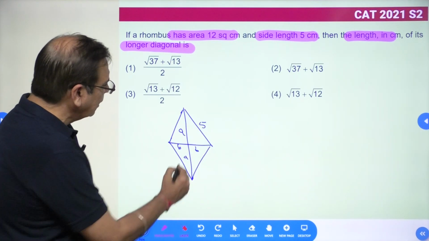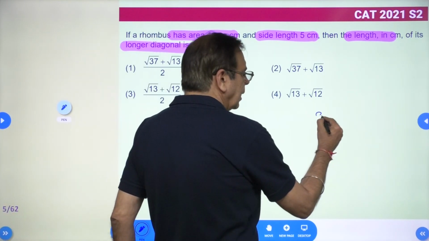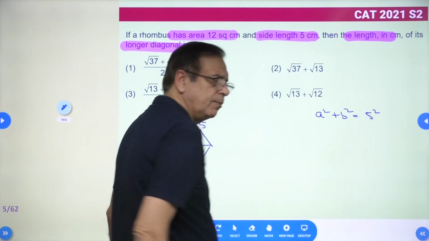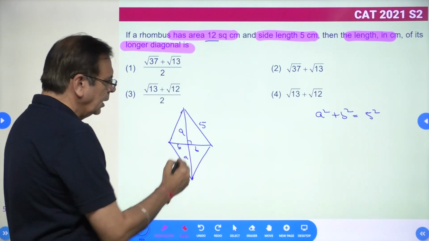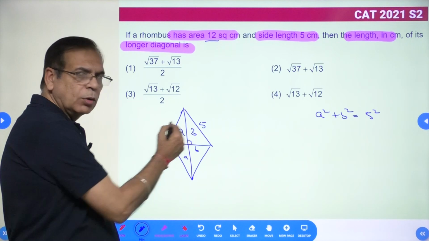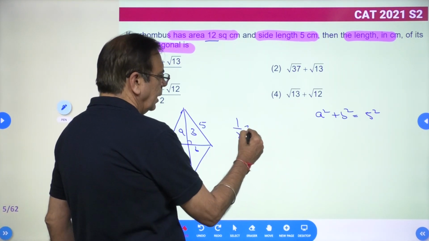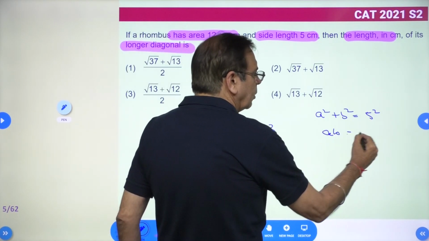So first thing can I say, this is a right angle triangle because the rhombus diagonals meet at right angle. I can say A square plus B square is equal to 5 square or 25. One equation. Second, it says area of 12 square centimeter. That means each of these 4 small triangles will be 3 square centimeter. What is the area going to be? Half A into B equal to 3, or that implies A into B equal to 6.